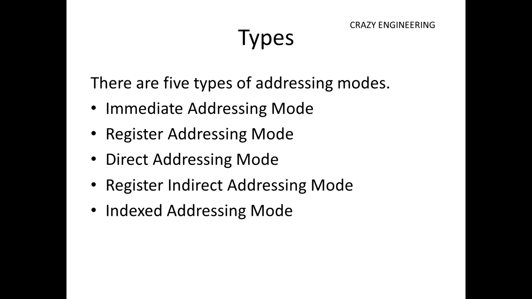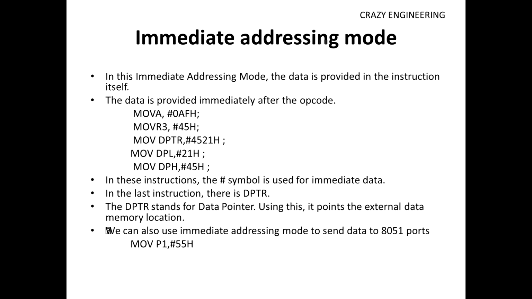The method of pointing to data by using an instruction is known as an addressing mode. The types of addressing modes are immediate addressing mode, register addressing mode, direct addressing mode, register indirect addressing mode, and indexed addressing mode. The first addressing mode is immediate addressing mode.